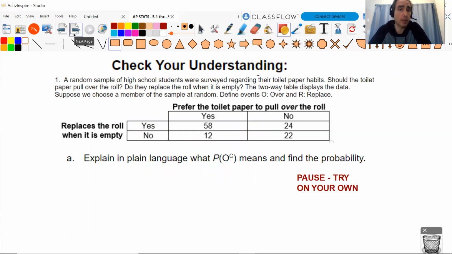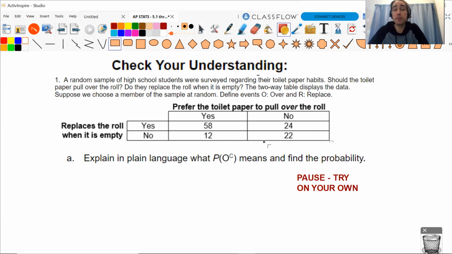Okay, so for number 1, a random sample of high school students were surveyed regarding their toilet paper habits. Personally, I like to have the paper in front. Should the toilet paper pull over the roll? Do they replace the roll when it is empty? I like to think I do most of the time. The two-way table displays the data. Suppose we chose a member of the sample at random. Define events O, over, and R, replace.